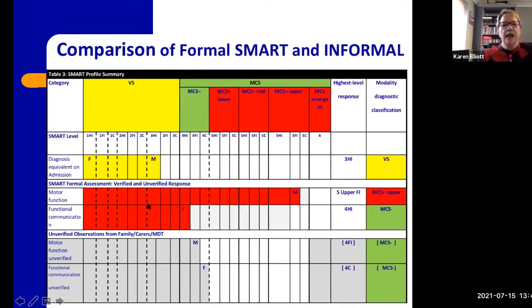So this is one of the profiles that you would get in a SMART assessment. The red is the formal SMART assessment. So you can see here that we found that somebody is responding at the upper end. They were able to use a comb and a toothbrush once they were positioned. So we got the upper limb supported by cushions and wedges into a position where they could then reach their head and their mouth, and they could demonstrate the difference between the two objects and that they could use the two objects. But it wasn't on consecutive sessions.